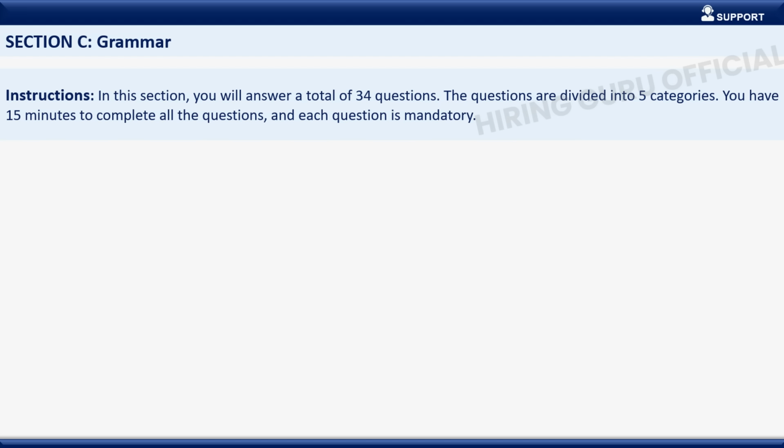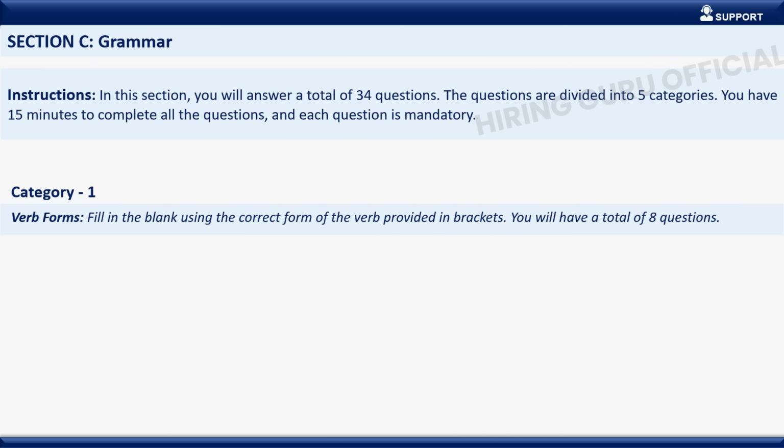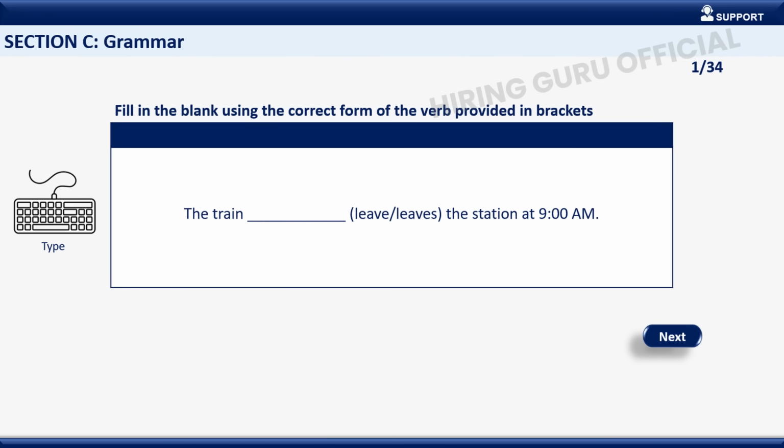First, let's understand the question given in category 1. In this category, you will get 8 questions and your task is to fill in the blank with the correct form of the verb given in the brackets. So let me show you a sample of how the fill in the blanks will look and what options will be given in the bracket.